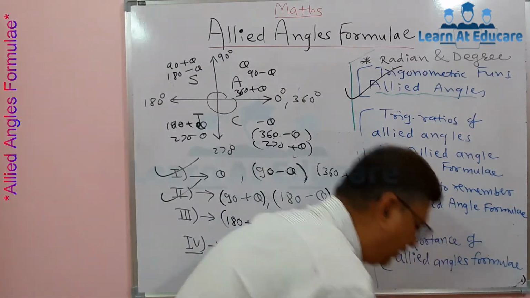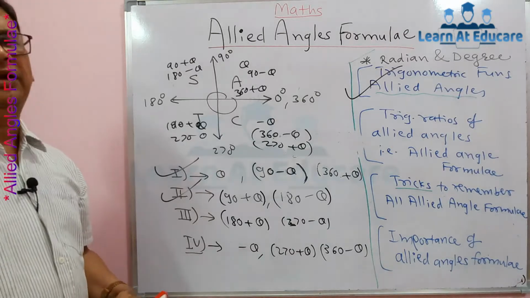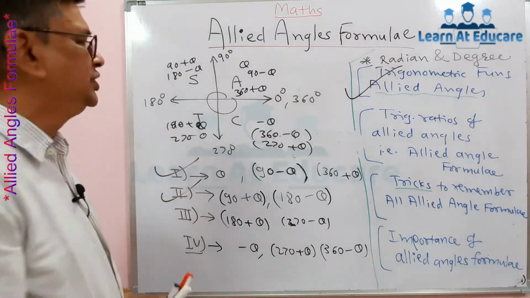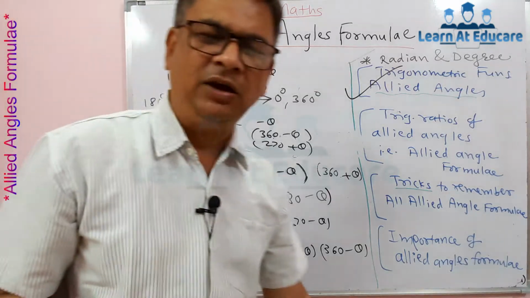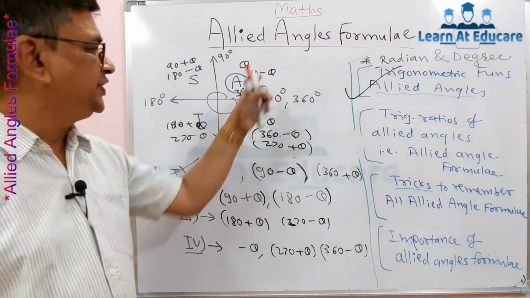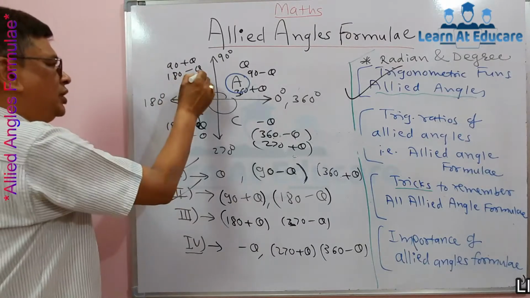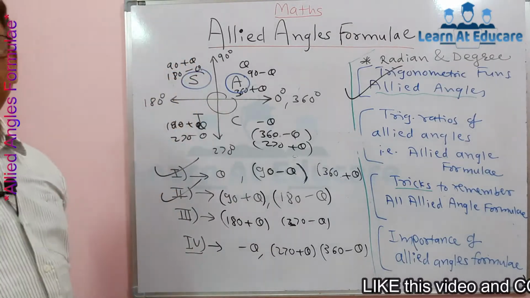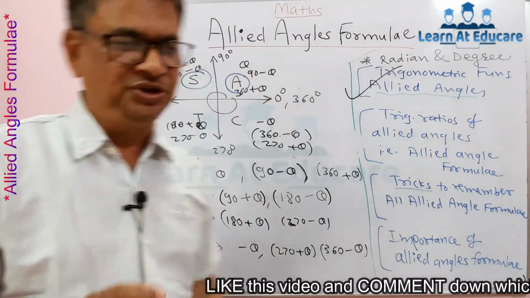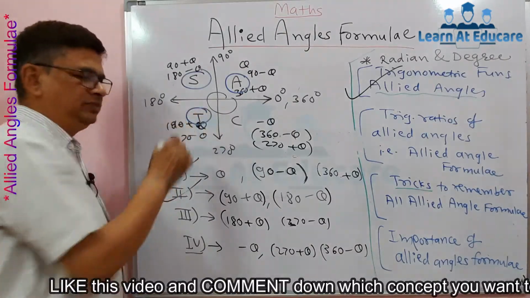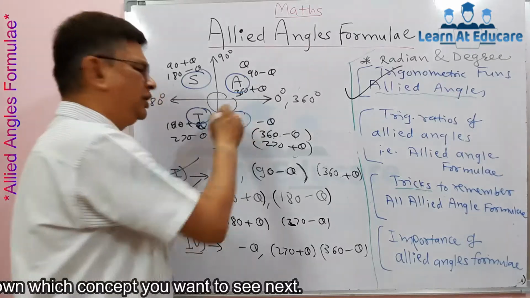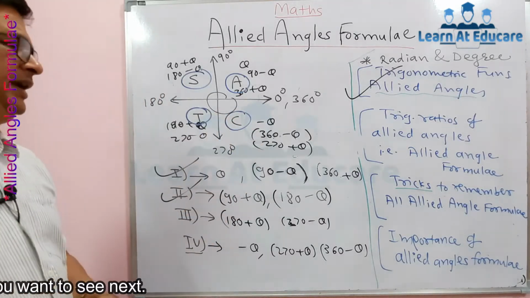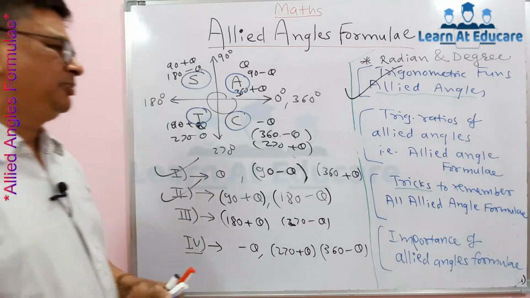Now we deal with in which quadrant which trigonometric ratios or functions are positive. In the first quadrant, all trigonometric ratios are positive: sin theta, cos theta, tan theta, etc. In the second quadrant, only sin theta and its reciprocal, cosec theta, are positive. In the third quadrant, tan theta and cot theta are positive, while in the fourth quadrant cos theta and its reciprocal, sec theta, are positive.